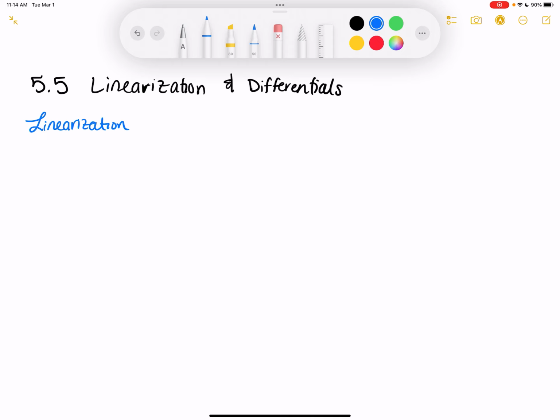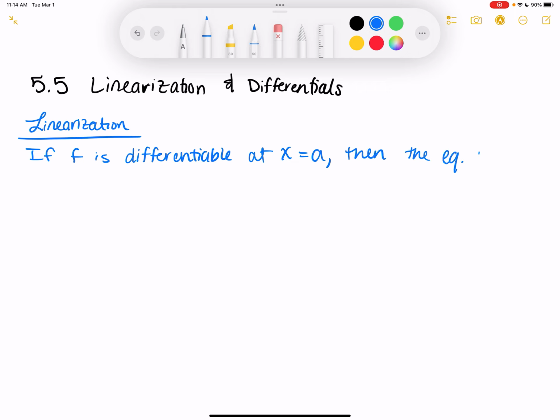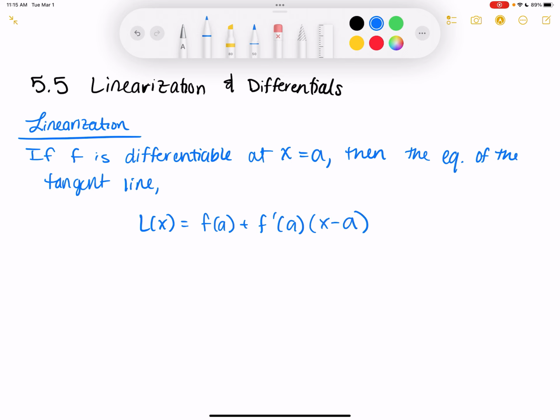So linearization: if f is differentiable at x equals a, then the equation of the tangent line, L of x equals f of a plus f prime of a times x minus a, defines the linearization of f at a.